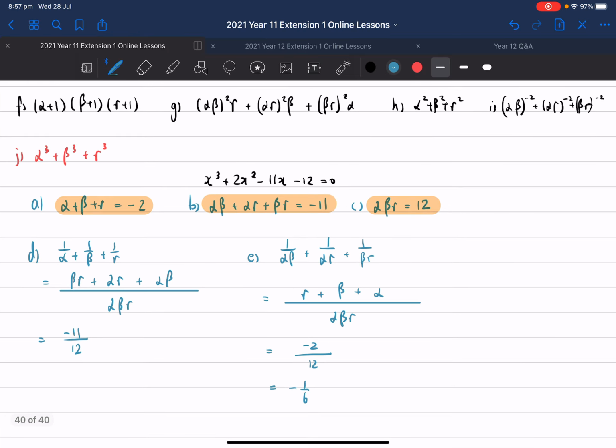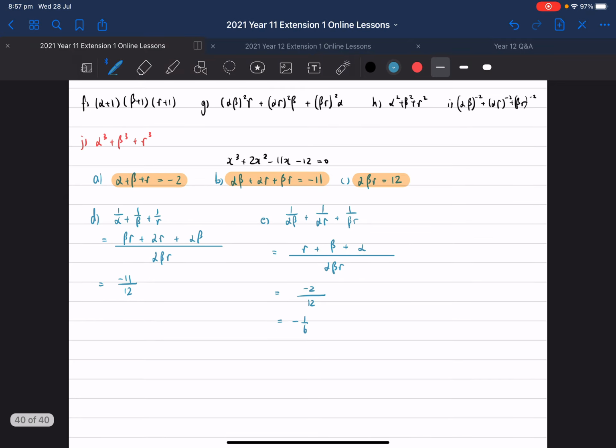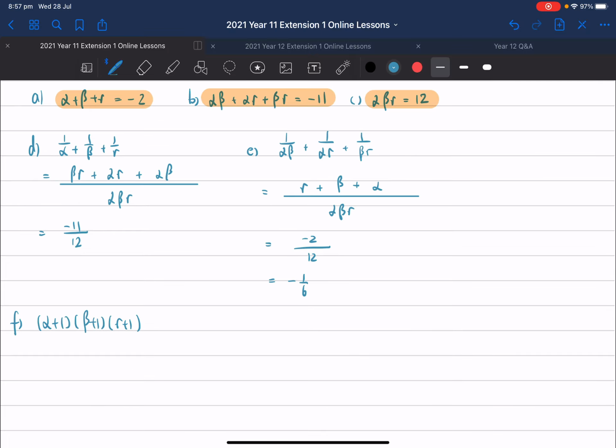For question F, okay, question F, you've got alpha plus 1, beta plus 1, and gamma plus 1. You need to find out these results here. So again, you've got factors here. What you need to do is try to expand and simplify, so therefore you can get one of the terms above, or maybe two of the terms above. Then you can do some substitution inside. Okay, so it's going to be a bit annoying. You just have to expand step by step, term by term. So let's just do that.